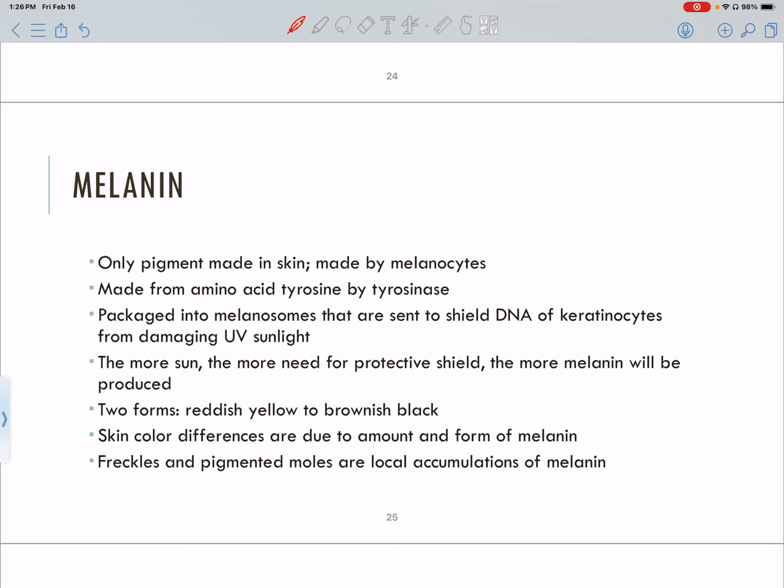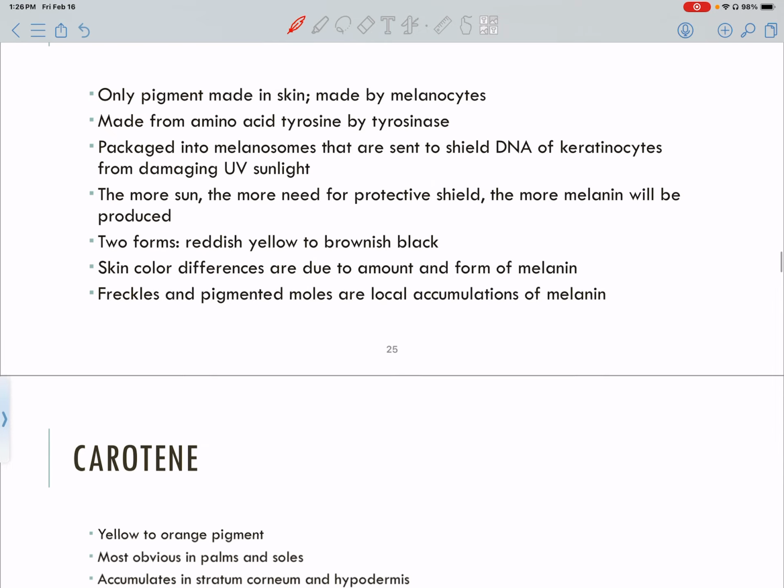And if we're talking about a freckle or some sort of moles that appear darker, those are just going to be local accumulations of that dark pigment, which is melanin.